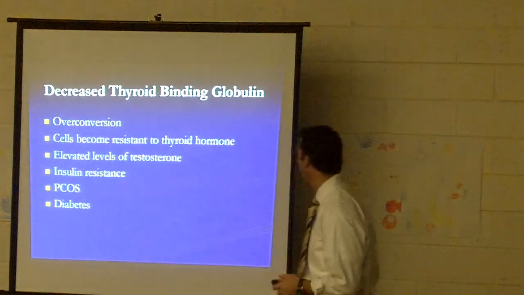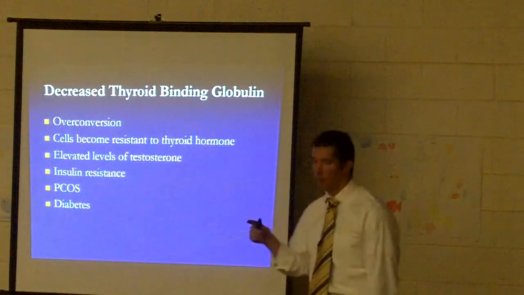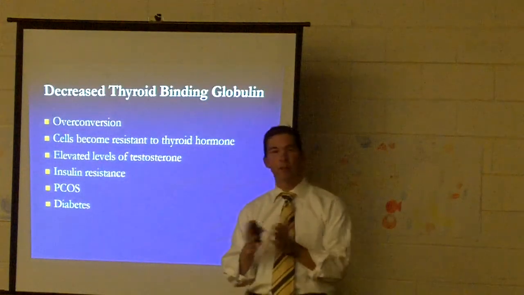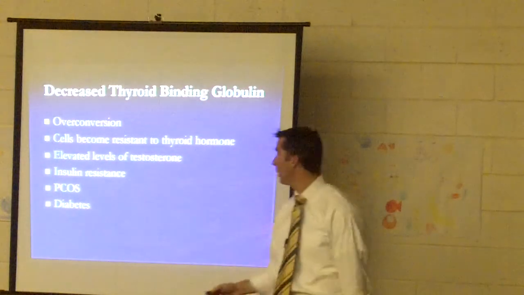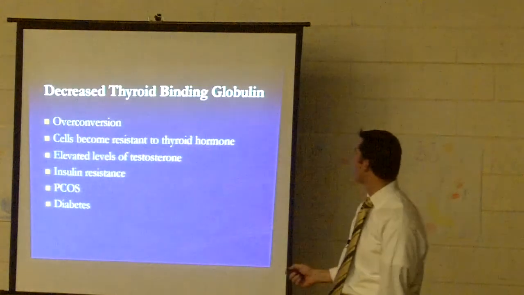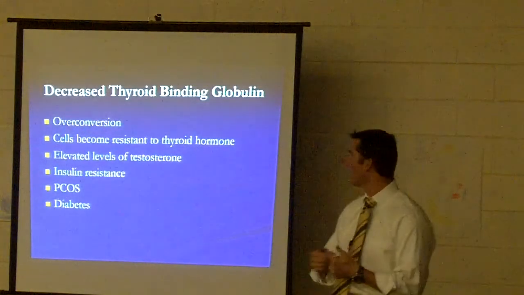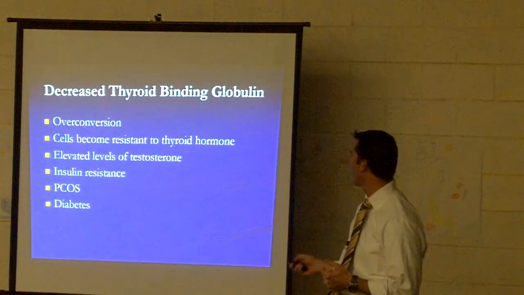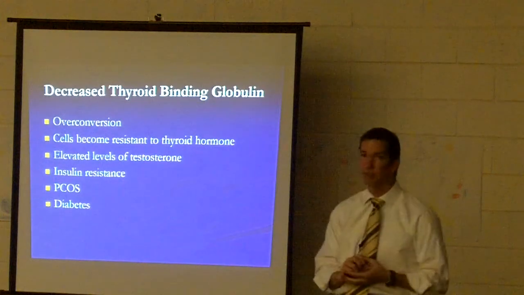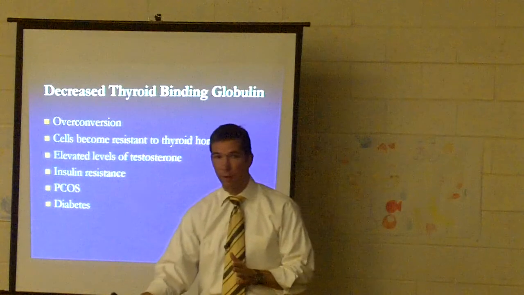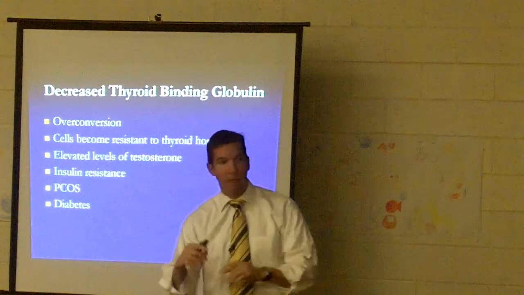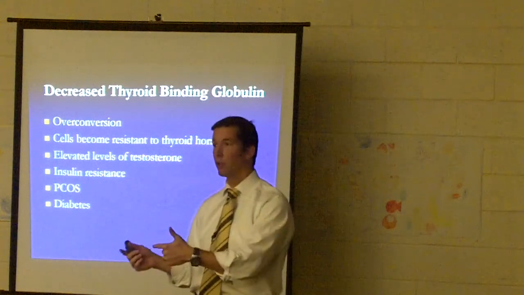Okay, back to the taxi cab thing. Taxi cabs are the things that shuttle the thyroid hormone. They bind the thyroid hormone. If there is not enough thyroid binding globulin, there can be overconversion. Cells are going to become resistant to the thyroid hormone. So not only do you need enough T3, if we have too little T3, it's a problem, and if we have too much T3, it's also a problem.